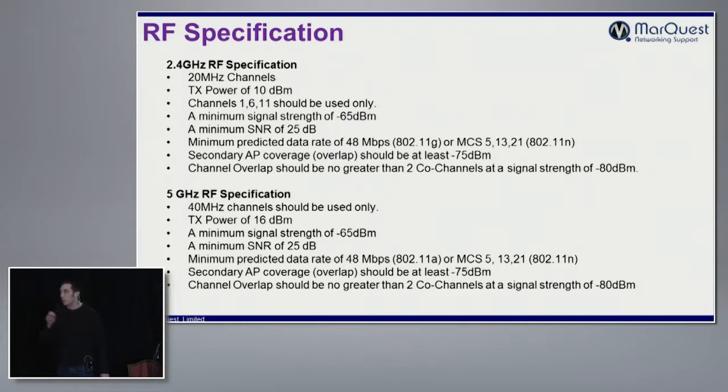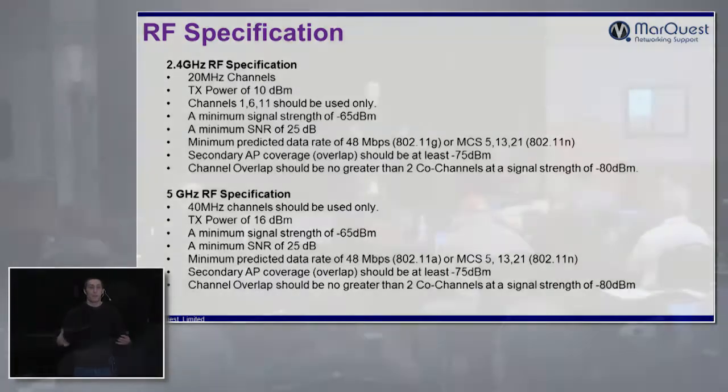But first of all, I want to try and understand what this is saying, and what it means. One of the things that stands out to me when I look at a document like that is there's a lot of dBm values on there. We've got things like a minimum signal strength of minus 65 dBm, minimum signal to noise of minus 25, secondary AP coverage has to be at least minus 75 dBm, channel overlap should be no greater than 2 channels at minus 80. These are all signal strength measurements.